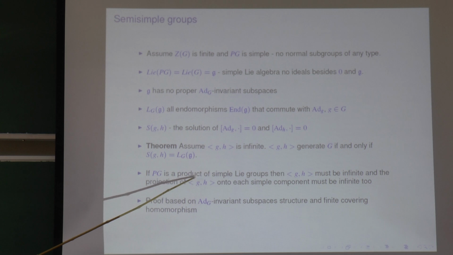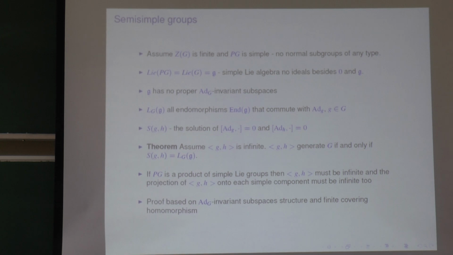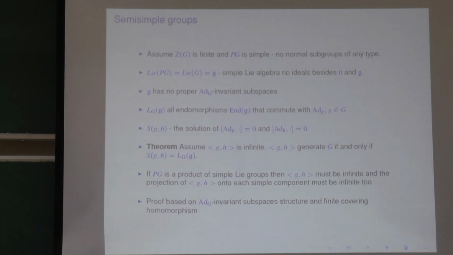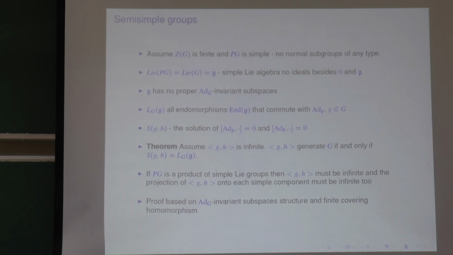And now, how about when this projective group is not simple but semi-simple, and consists of a few components? Then what I have to assume is that the group generated by G and H is infinite, but also its projection on every component is infinite. This would be the case, for example, for SO(4), because if I take the projective group of SO(4), then it's the product of SO(3) and SO(3). So it contains two simple components. Then I have to have that the projection on every simple component also is infinite.